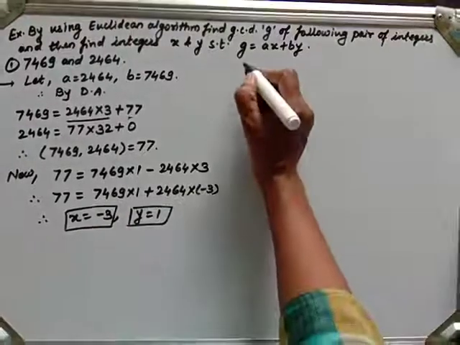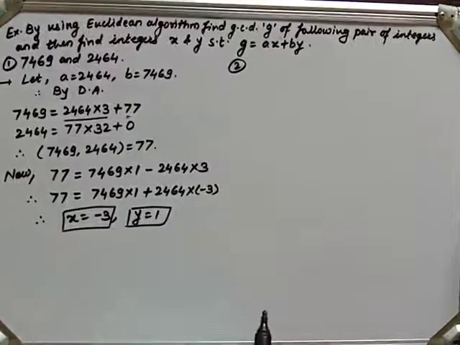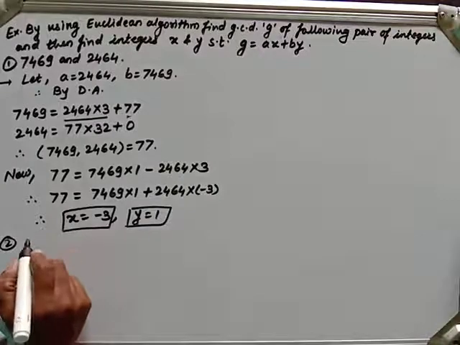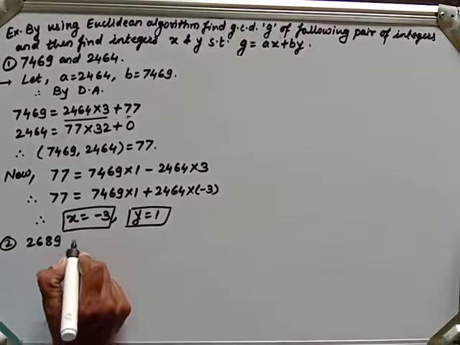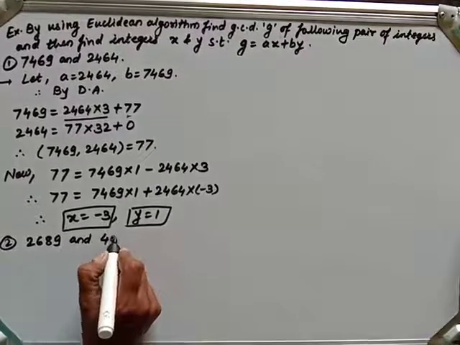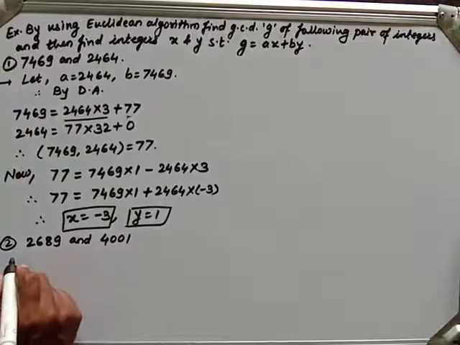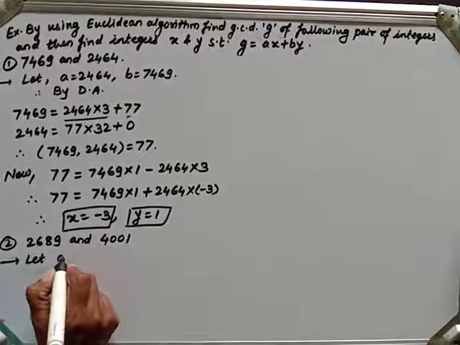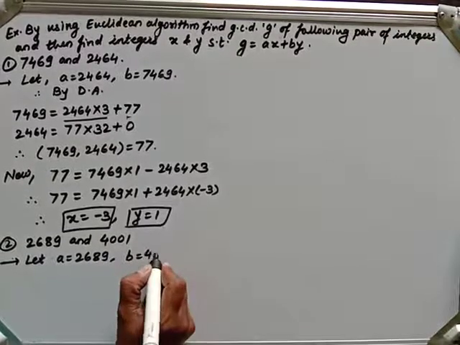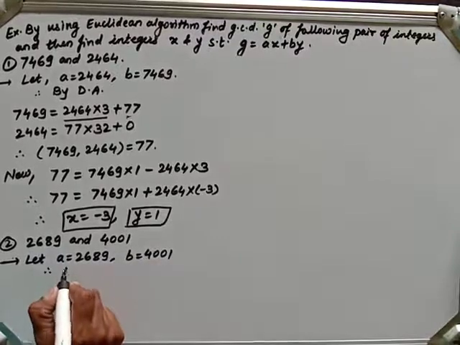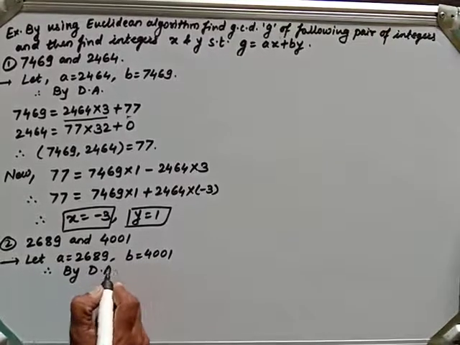Okay. Now let us take the next example. Suppose the second example is that for the pair 2689 and 4001. So let A equal to 2689 and B is equal to 4001. Therefore by division algorithm what do we get?